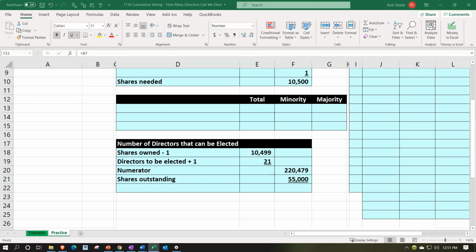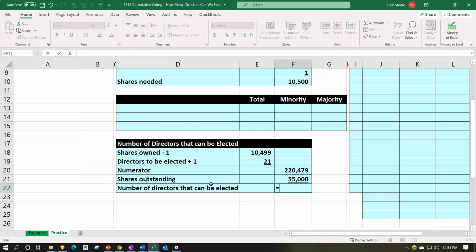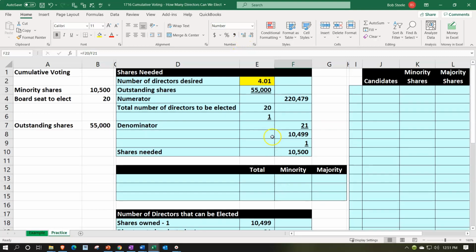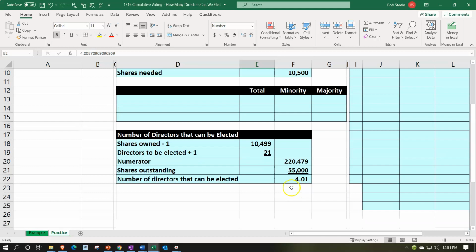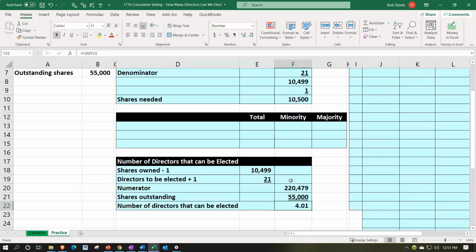Then the number of directors that we can elect is going to be equal to 224,479 divided by the 55,000. Let's add the decimals, a couple of decimals there, and we're at the 4.01 again. So we get to the same kind of situation, obviously related formulas here. Then let's take that information and think it through.